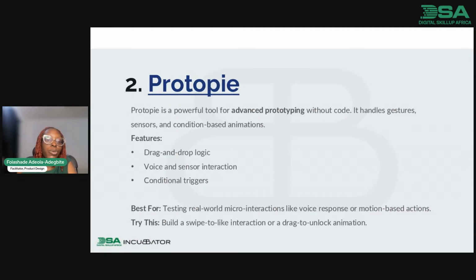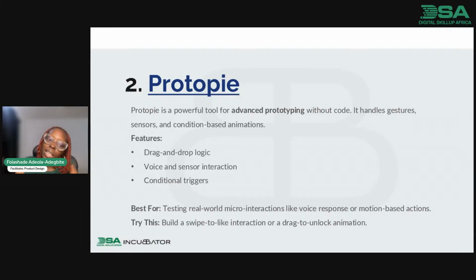The other one is Protopie. Sorry, this is more advanced, right? But it's a powerful tool for advanced prototyping without code. It handles gestures, sensors, and condition-based animation. They have features like drag and drop logic.